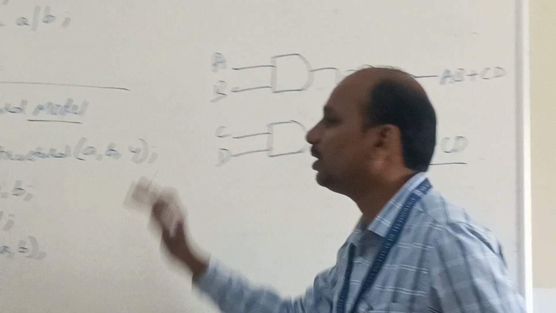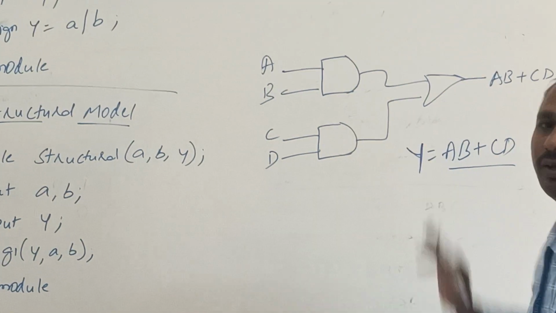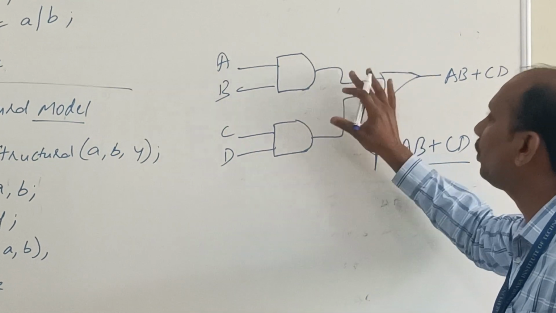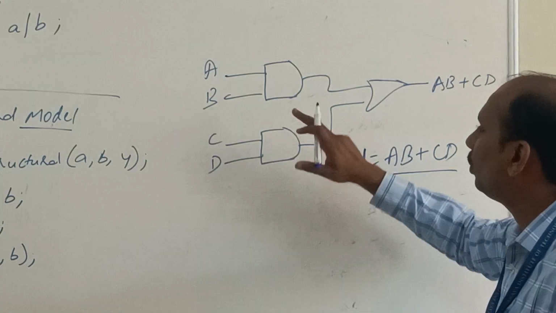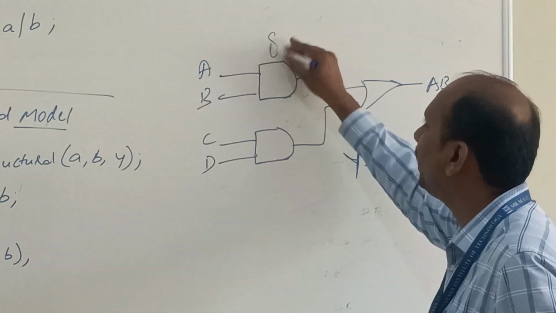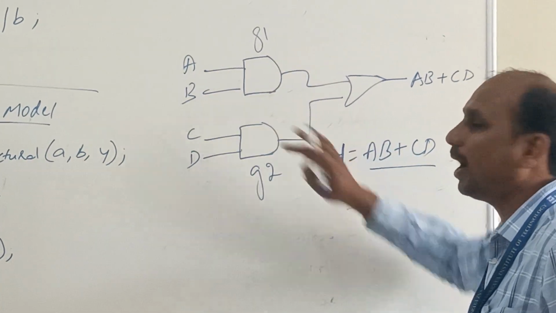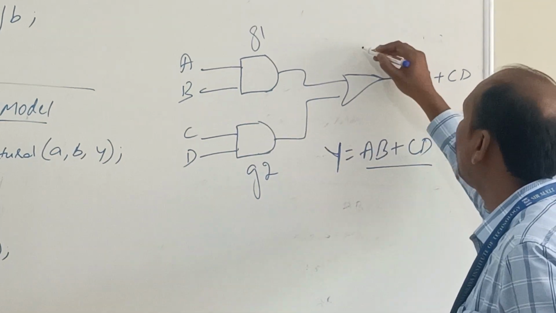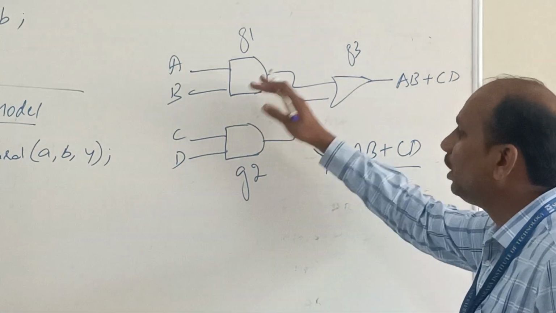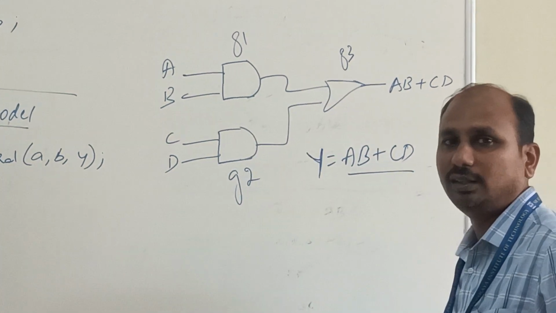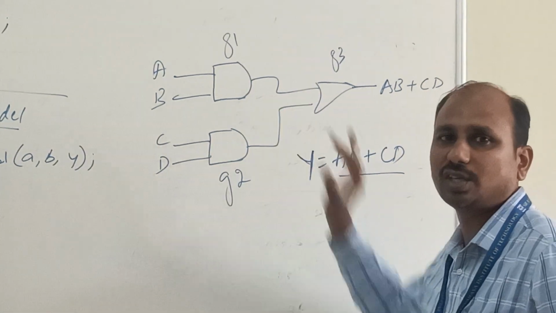Coming to the last model, the structural model. The structural model tells the structure of this circuit, how it is designed and what gates are involved. You can see there are two AND gates. Let me name them G1 and G2, and this is the OR gate, which I name G3. And I am going to tell how these gates are connected to each other. That is how I explain the structure of a circuit. That is called the structural model.